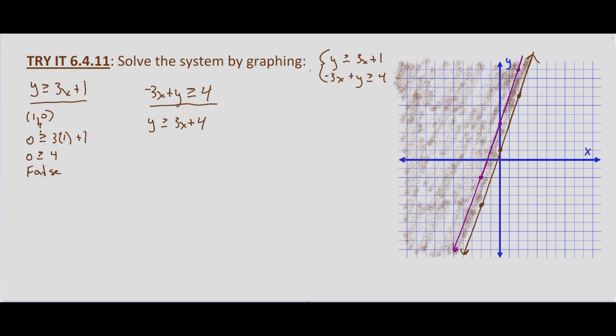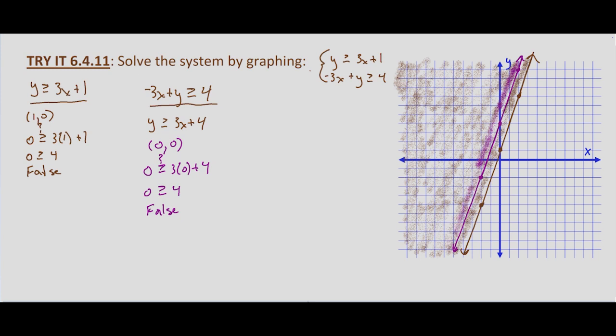And since these lines have the same slope, they're parallel, but we want to test a point. Let's test (0, 0). In this case, it's definitively below or to the right. So if we test (0, 0), we want to know, is 0 greater than or equal to 3 times 0 plus 4? So 0 greater than or equal to 4. That is false. So we know we shade on the opposite side of (0, 0), so to the left of the line.